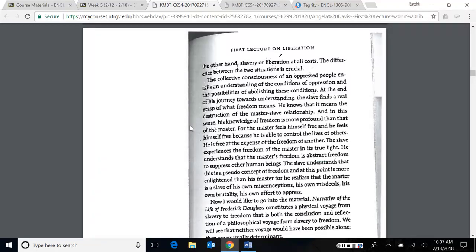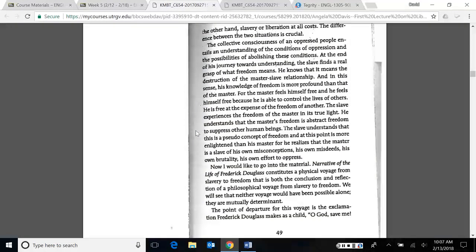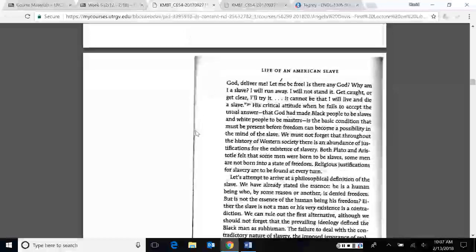So then the answer we must arrive at is that there is some contradictory nature to slavery. Slavery is not possible. And she kind of says it here, right? That either the slave is not a man or his very existence is a contradiction. And she explores that idea by looking specifically at Frederick Douglass, right? And this contradiction manifests itself in a sense of what she calls non-identity.